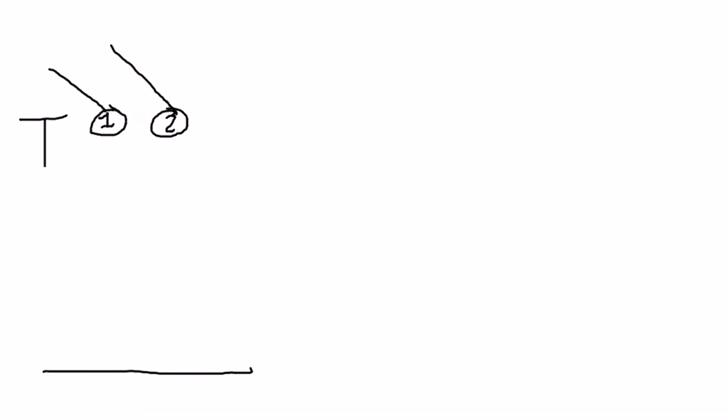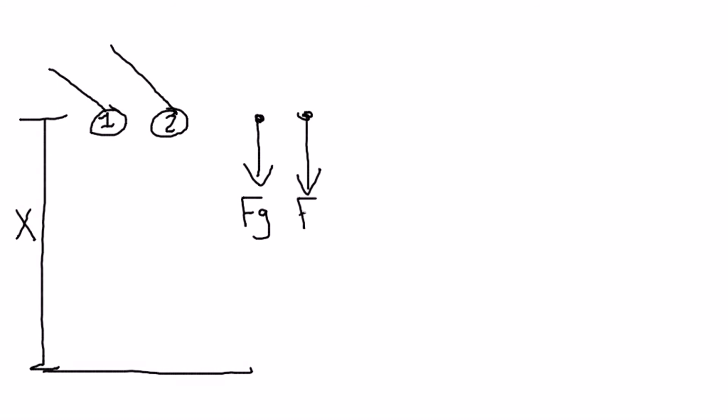Now let's take a closer look at this experiment. So I was holding two balls. We can call them ball 1 and ball 2. They were both at the same height, which we're just going to call x. If we look at the net forces here, we have gravity pulling ball 1 down and gravity pulling ball 2 down at the same rate.